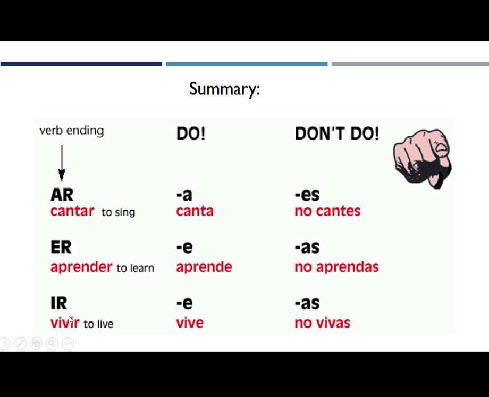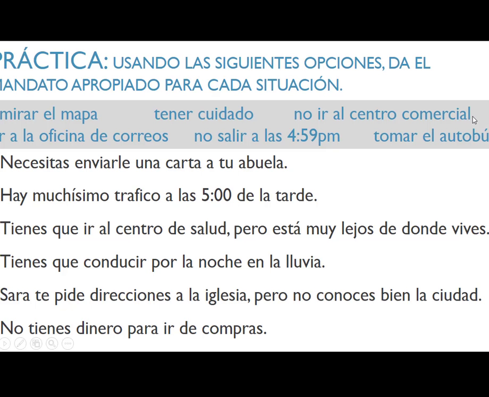And then vivir, we did it before. Yo vivo, tú vives, él vive. This is the third person. Live here in this house. Vive. Don't live here. No vivas. And the same thing. I already went to the yo form, drop the O, put the AS at the end. So that will be a little summary.